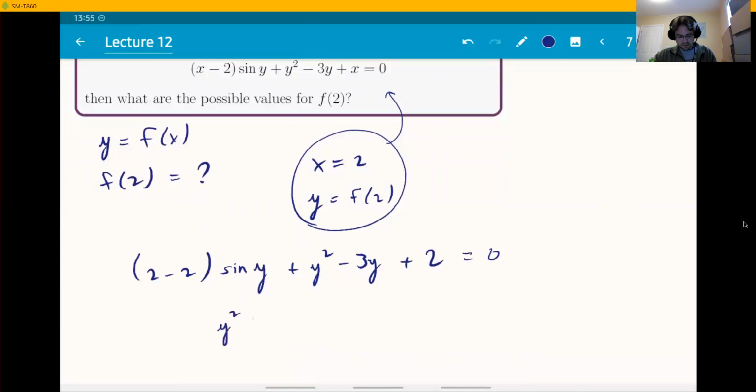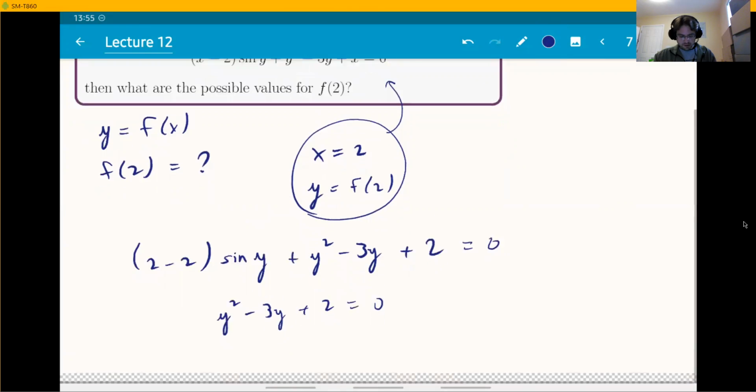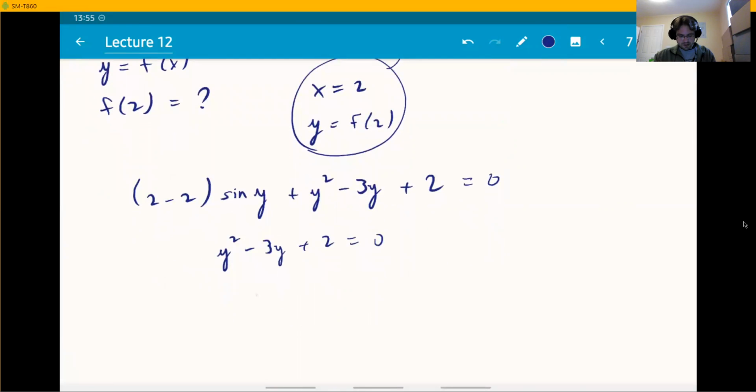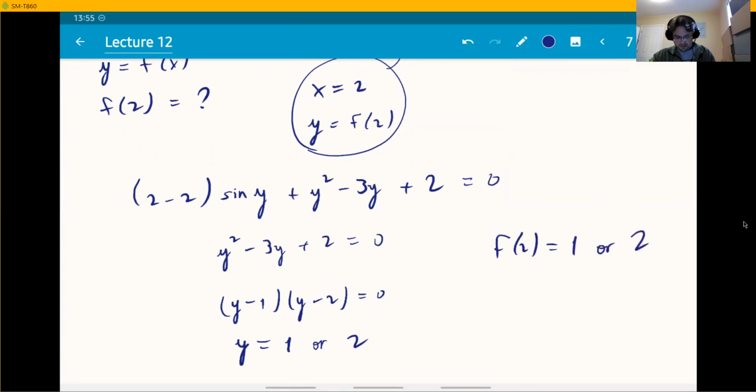y squared minus 3y plus 2 equals 0 for this particular value of y equals f of 2, the value that we want. Now this is a quadratic equation for that value, which has two possible solutions, 1 or 2, because it's an easy one to factor. So we have our answers here. f of 2 can only be 1 or 2 for this function.